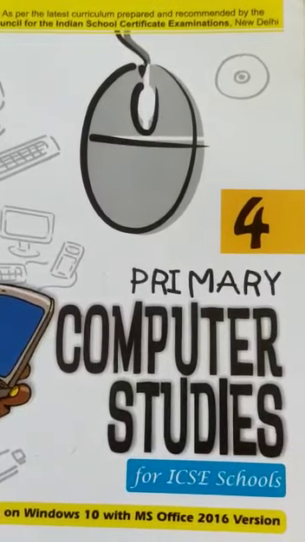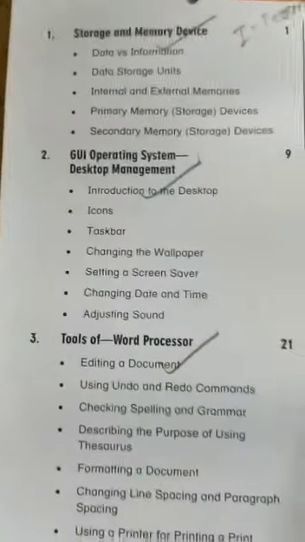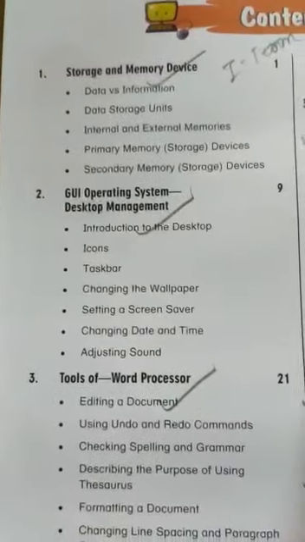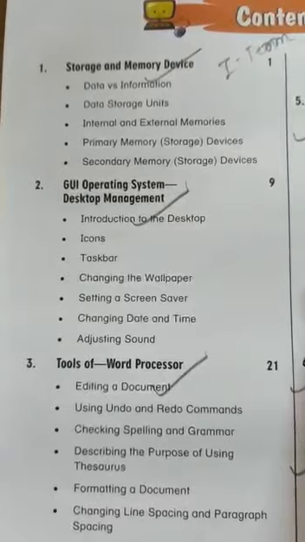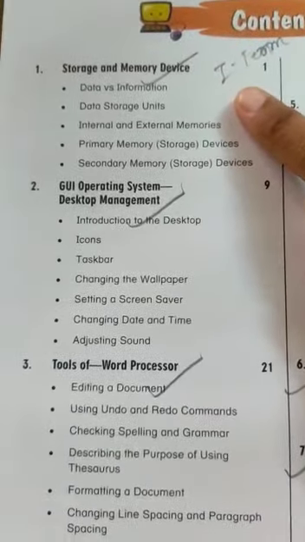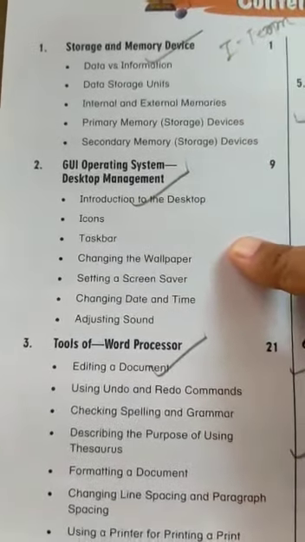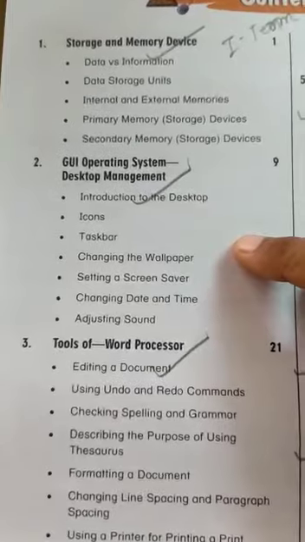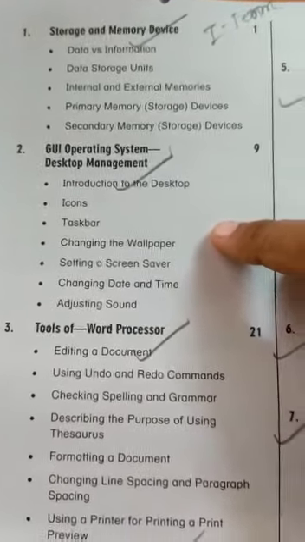And children, first of all, I will give you the syllabus for the first term. So, open your book and open this. Yes, the content page. In the content page, it is given chapter number 1 in the first term, storage and memory device, that we have completed. That second chapter, GUI, operating system, desktop management, that is also completed.